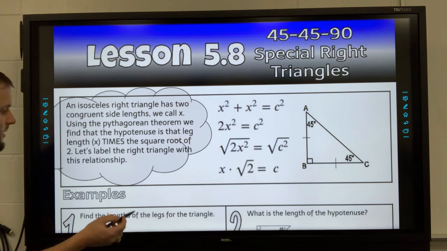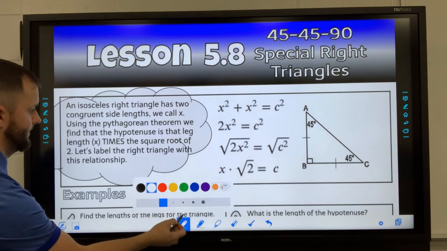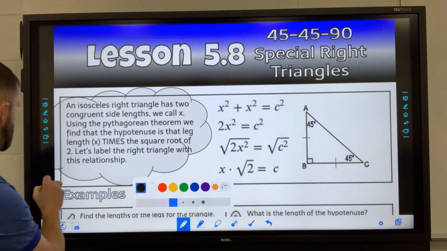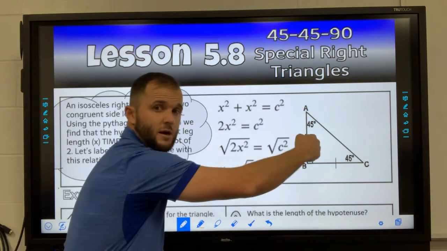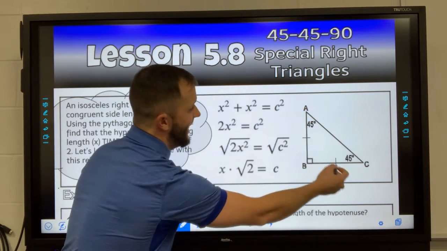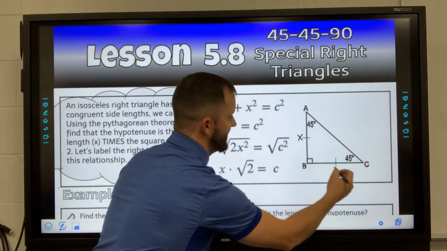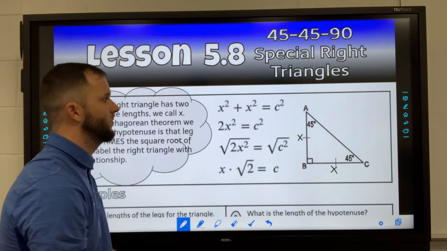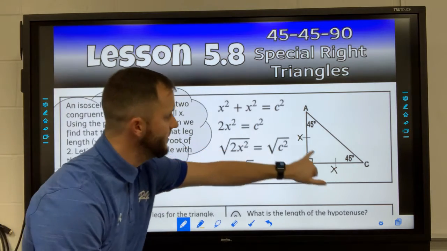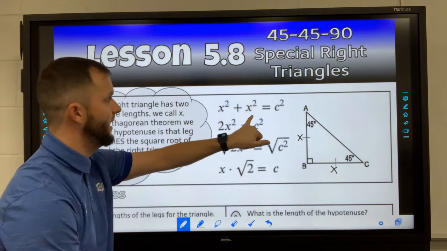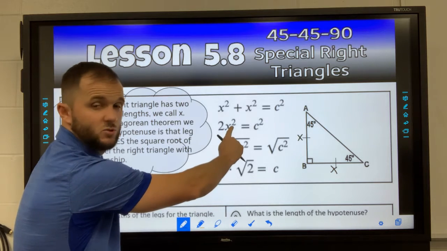Right here, if I have a right triangle, my two legs on an isosceles triangle are going to be congruent. So I'm going to label both of these as x. If I plug this into the Pythagorean theorem, x and x would be my two leg lengths, so x squared and x squared. If I combine them, that would give me 2x squared, correct?